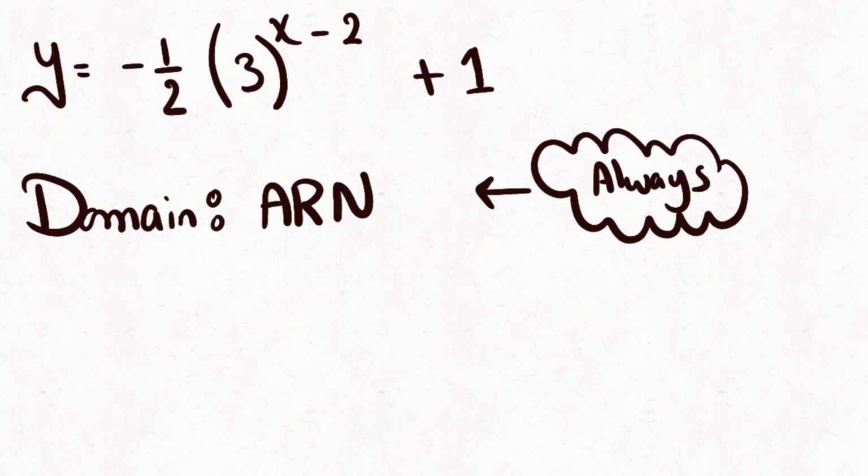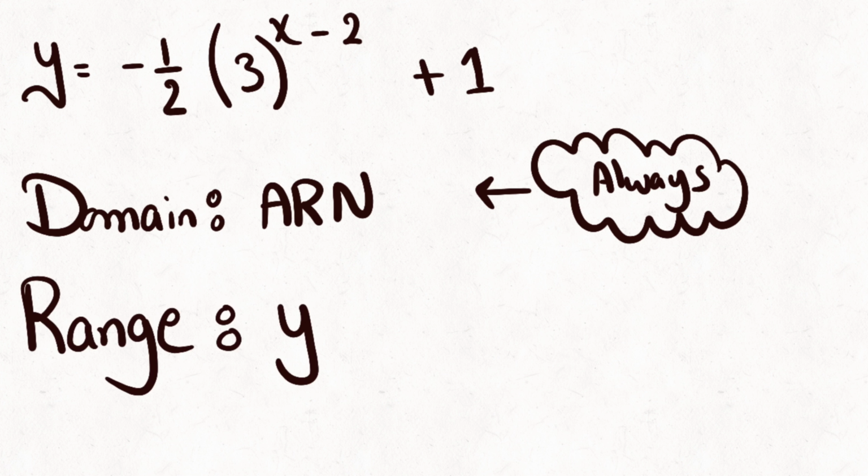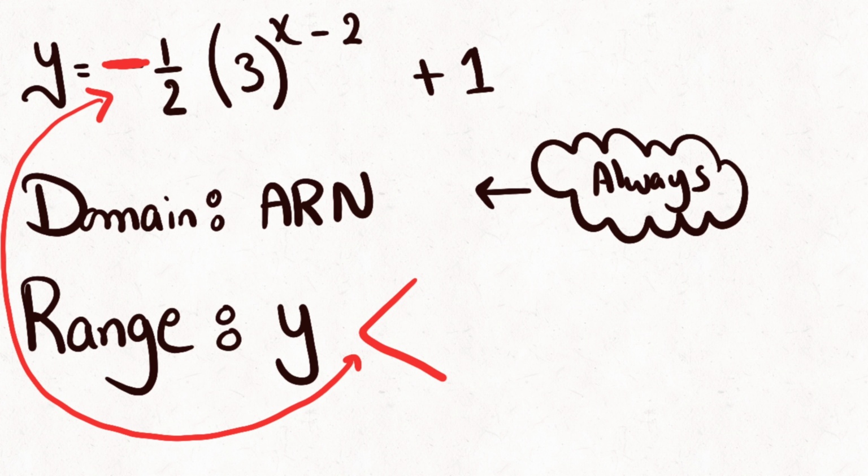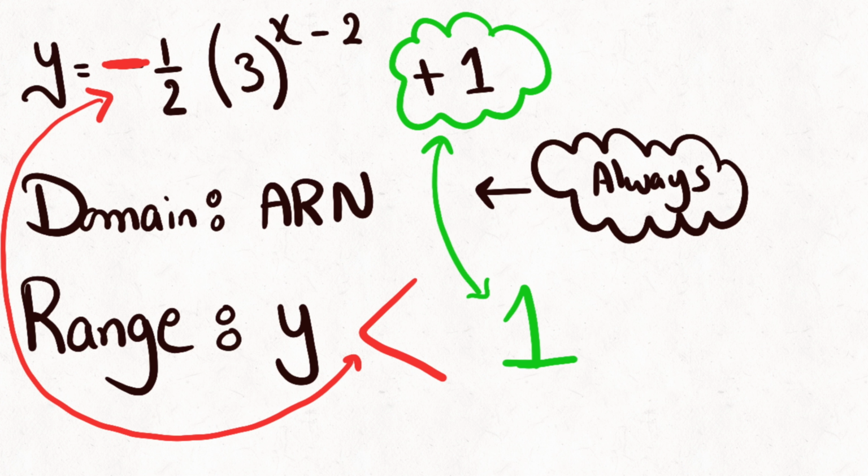I also want to highlight the domain and range. The domain will always be, in any exponential function, all real numbers, or from negative infinity to infinity. Now, the range always starts with y. Because I have a negative beside the half, or at the start of the function, it means a reflection on the x-axis. This will force a change of the sign of the range. Thus, it will become less than. Then you go to the number at your right hand, which is 1, and you put it there. Thus, the range is y less than 1.